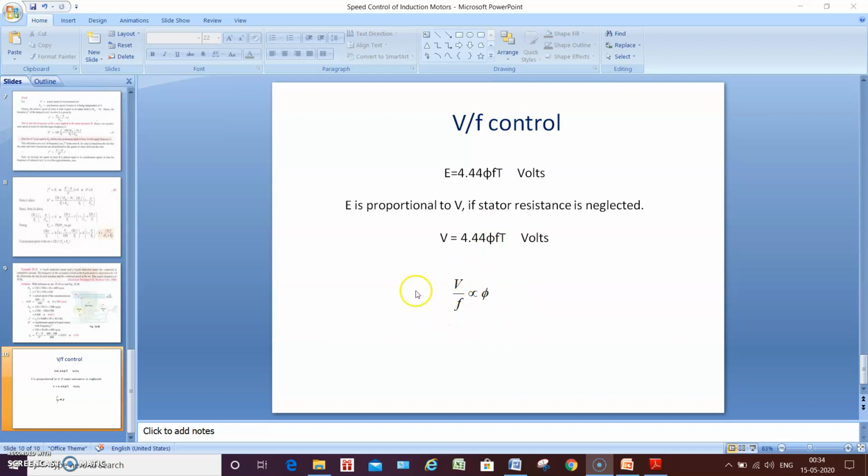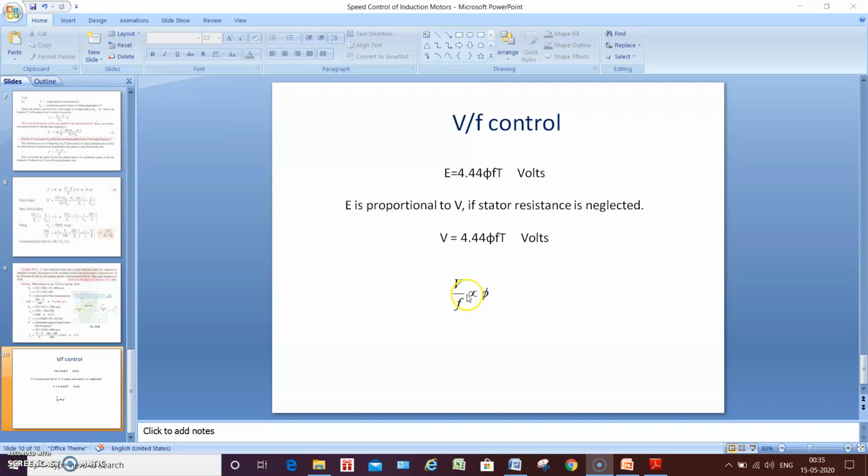Okay. So what you can understand from this equation is that this V by F ratio is proportional to the flux. Say for example, in the previous classes we have discussed the supply voltage control method and the frequency control method of controlling the speed of an induction motor, wherein only one parameter is varied: the voltage in the stator voltage control method, and the frequency alone in the frequency control method.